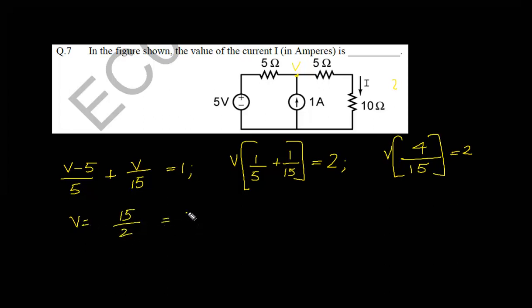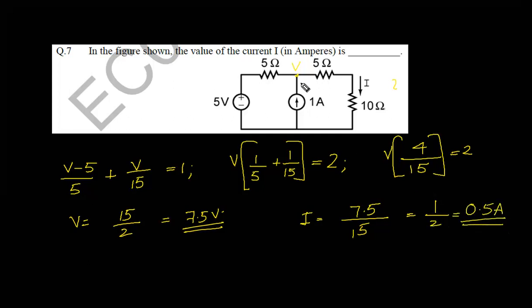So V equals 15 by 2, that is 7.5 volt. Now we have to calculate I equals V by R. So 7.5 by 15, right? So that turns out to be 1 by 2, equal to 0.5 ampere current. Actually 0.5 ampere current is flowing through this resistance.